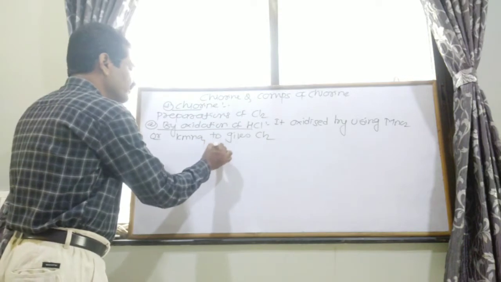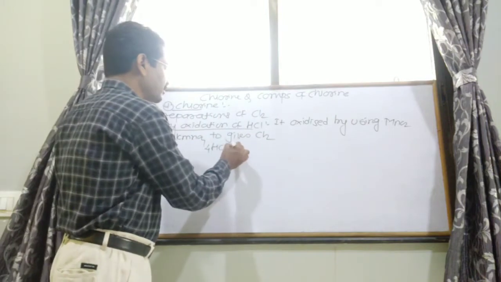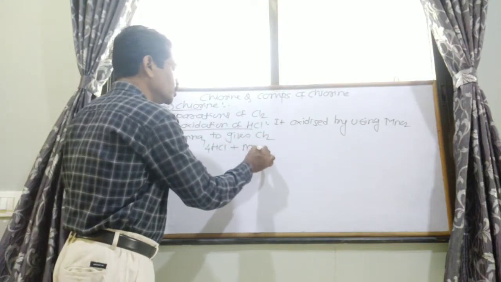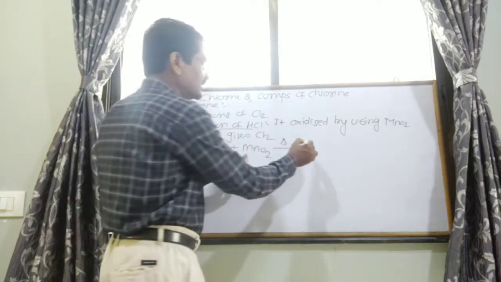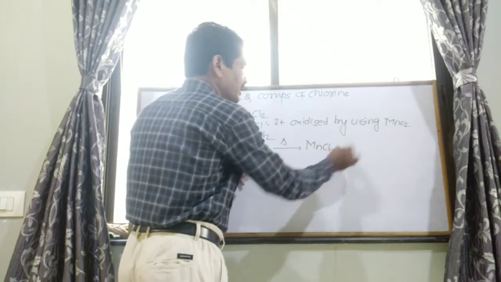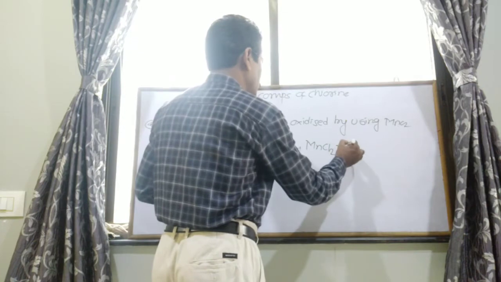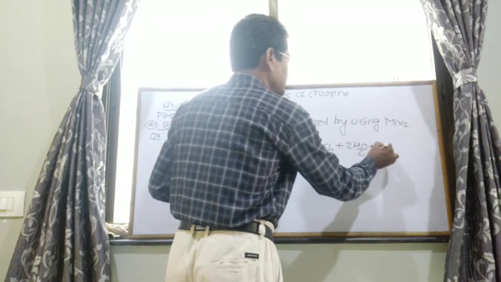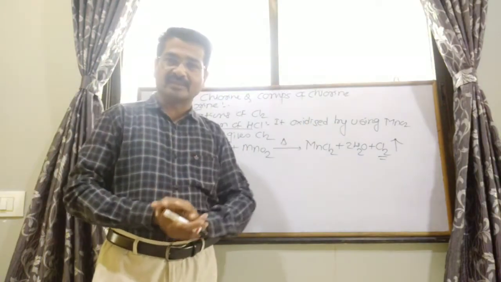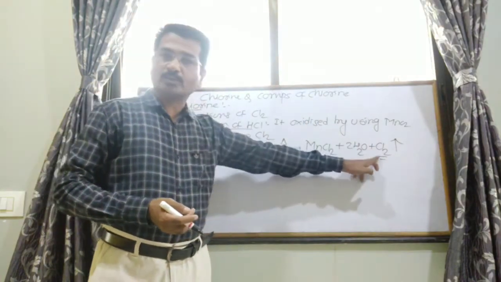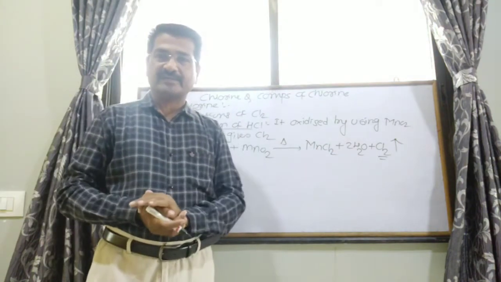Hydrochloric acid is oxidized by using MnO2, manganese dioxide. Then it forms MnCl2, manganese chloride, plus 2H2O and Cl2, that is chlorine gas. By this way we can prepare chlorine, Cl2, from HCl by using manganese dioxide.